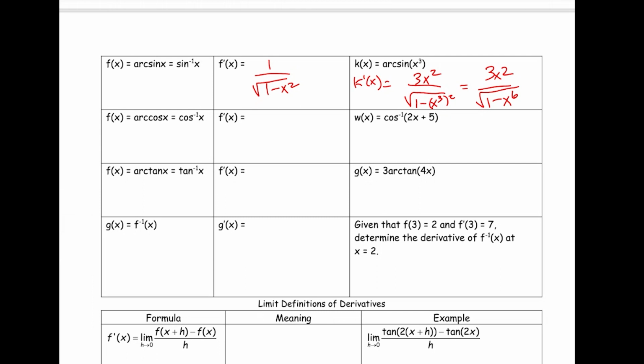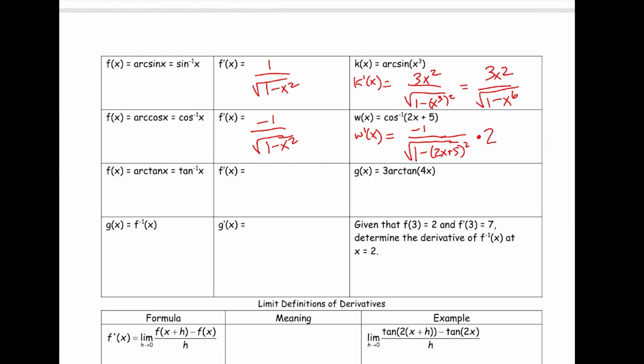The derivative of arc cosine, or the inverse of cosine, is negative 1 over the square root of 1 minus x squared. So the derivative of w here would be negative 1 over the square root of 1 minus parentheses 2x plus 5 quantity squared. Now we do need to use the chain rule here. So we are going to have to multiply by the derivative of 2x plus 5, which is just 2.